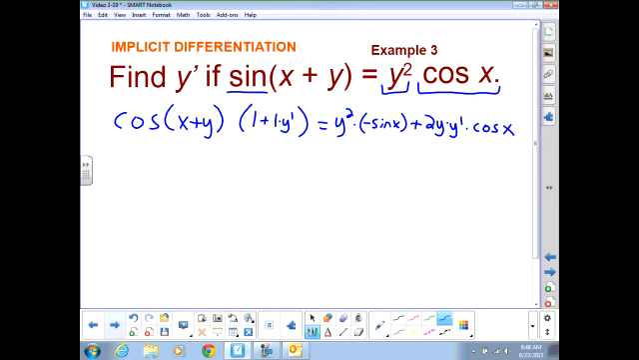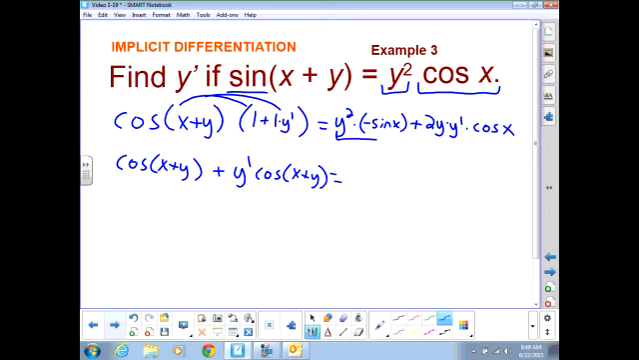Now, the tricky thing is this cos x plus y is going to have to distribute to each of these. So we're going to have cos x plus y. 1y prime is really just saying y prime. So we are going to have y prime cos x plus y. And neatening up this other side, this will really just become negative y squared sine x. And we'll have plus 2y y prime cos x still.